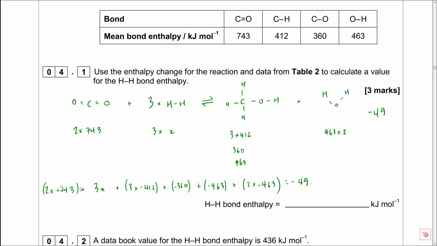Without doing all the work in here, all you're going to do is rearrange this so you get 3x equals something, and then you divide by 3 to give you the value of x, which is going to be, in this case, the hydrogen-hydrogen bond there. And what you end up with is 483 kilojoules per mole.